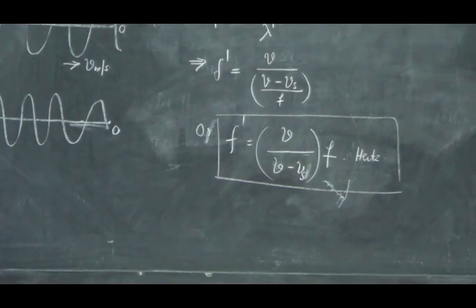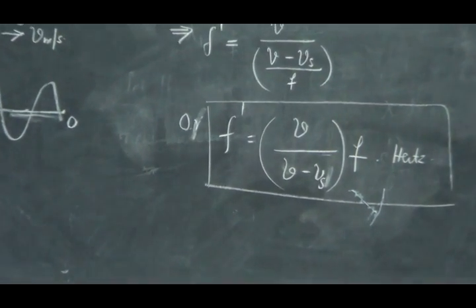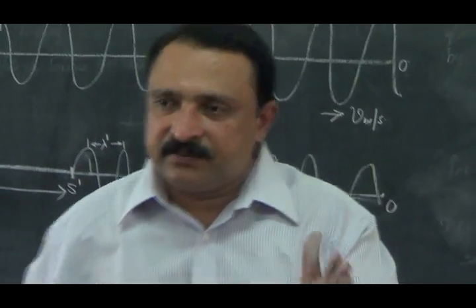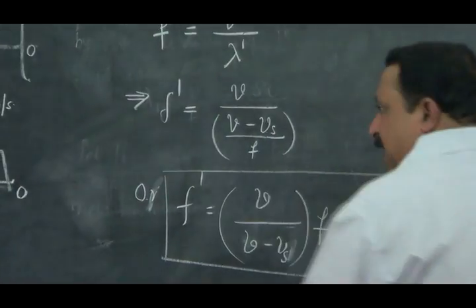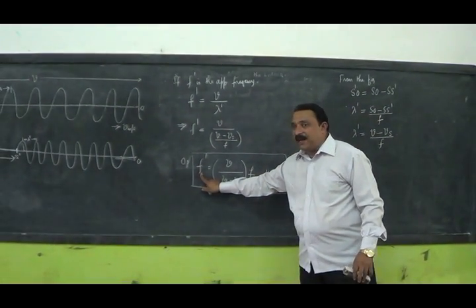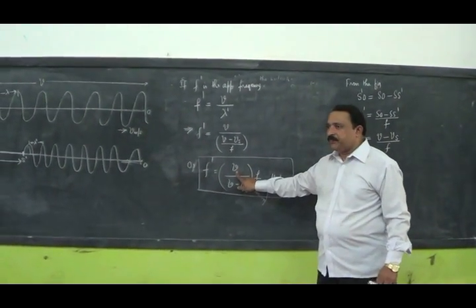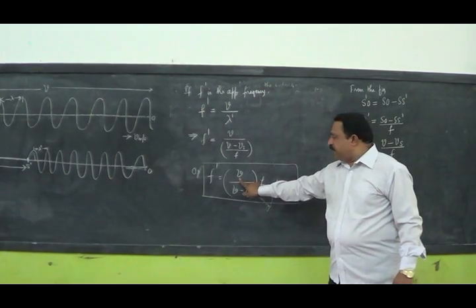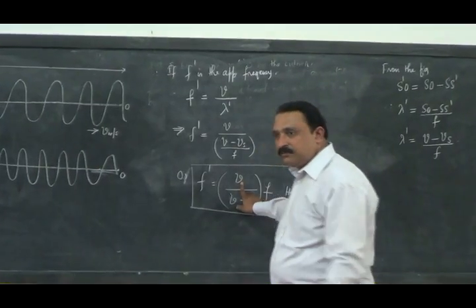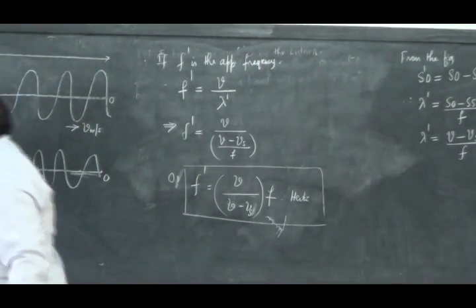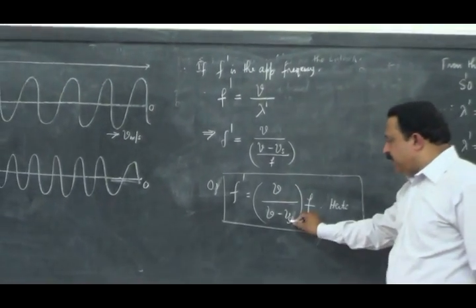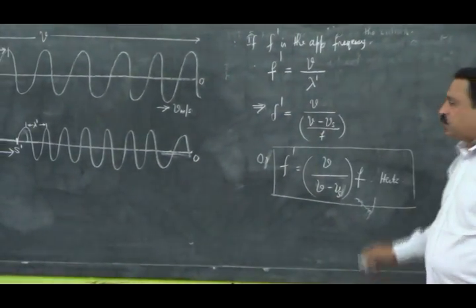This is the Doppler's formula for the source moving towards a stationary observer. The stationary observer will perceive the frequency with a value, how much? V. What is V? V is the velocity of sound. The sound takes 1 second to reach from S to O, where V is the velocity of sound, Vs is the velocity of the source.